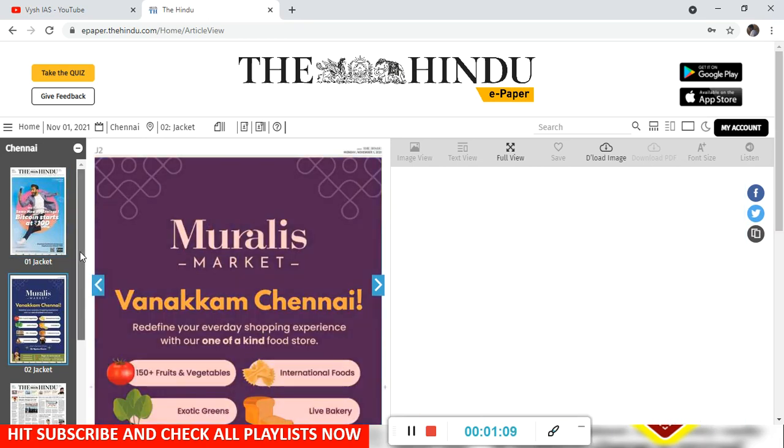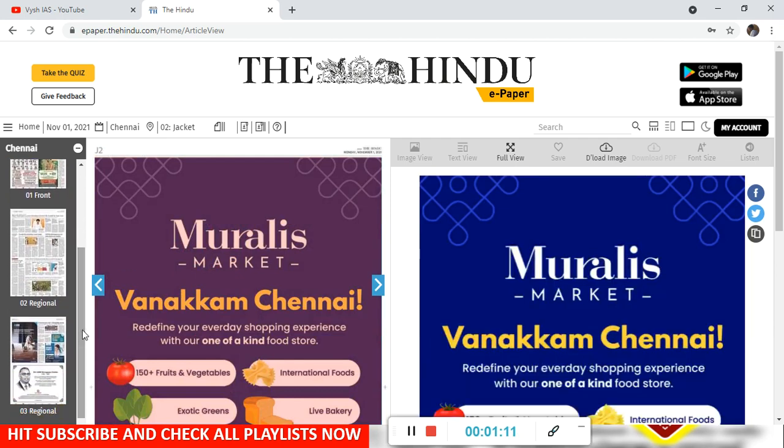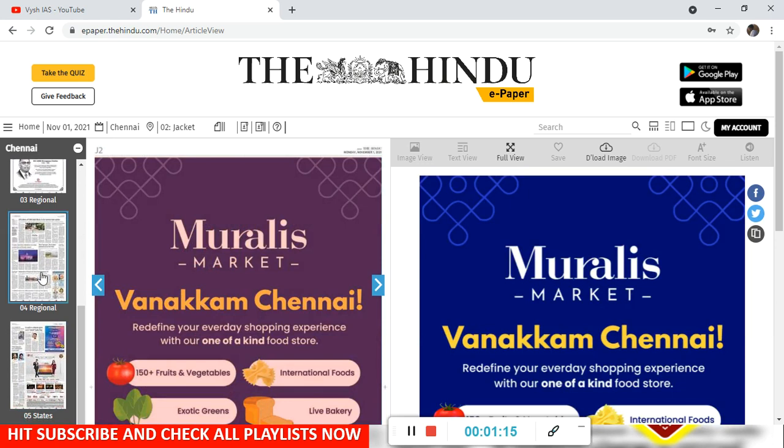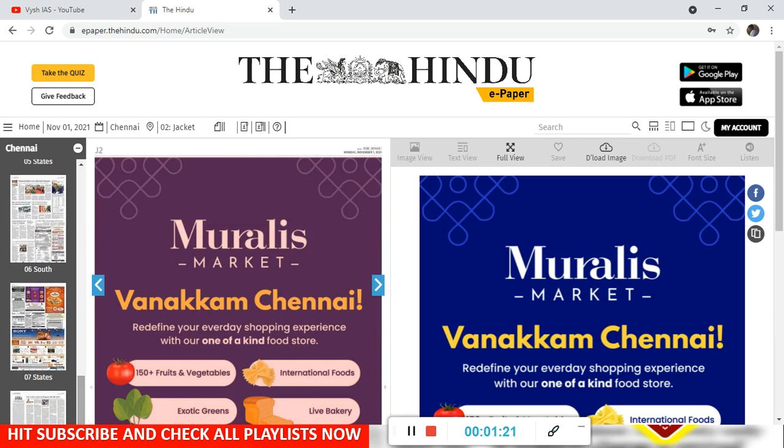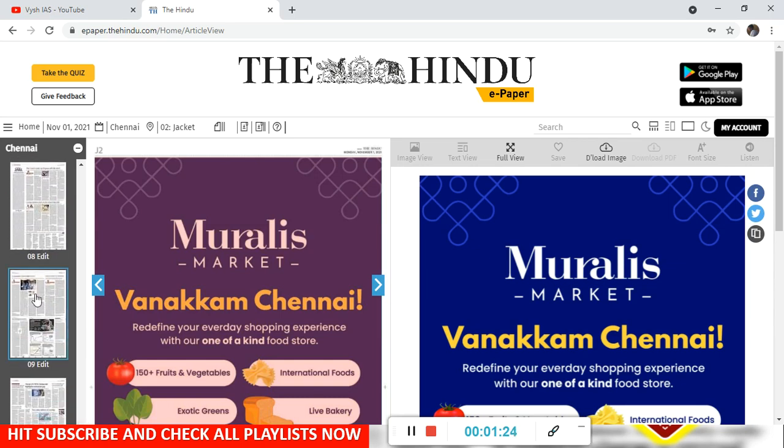Now we are not concerned about the entire paper. That is a different series which we can plan later. We will see only the editorial. When you scroll down here, on the left side, you can see all the pages, regional or state wise, everything is named here itself. We need only the editorial. If you go down here again, south, states and all, these 2 pages are called editorial pages. This is in my how to read newspaper foundational video.